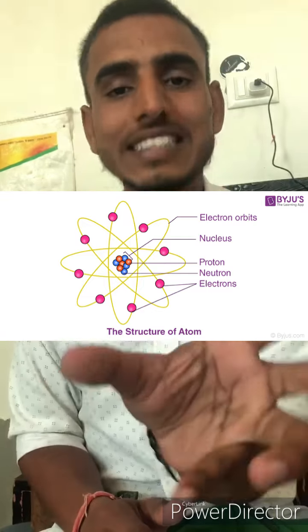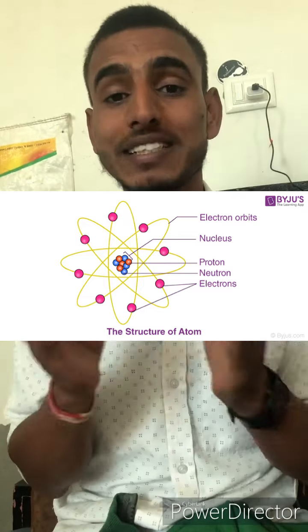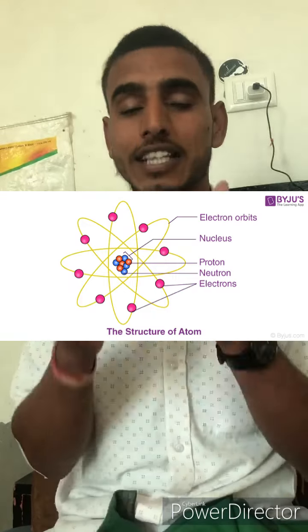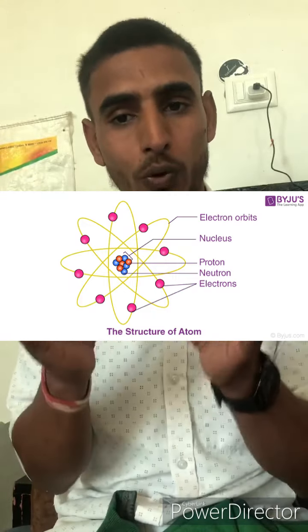So from this structure you will get a very simple structure of atom. From here you can conclude that the nucleus is the combination of proton and neutron and it is always centered in the center. So this is a very simple structure.